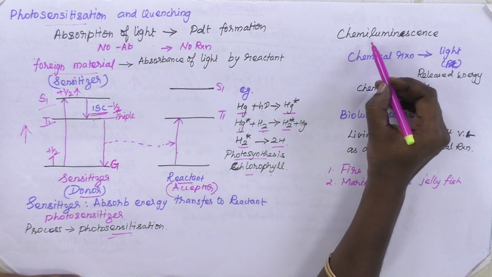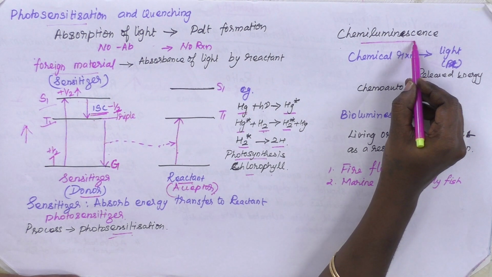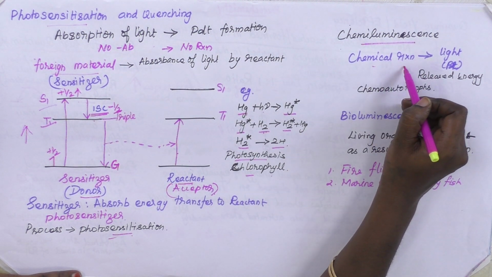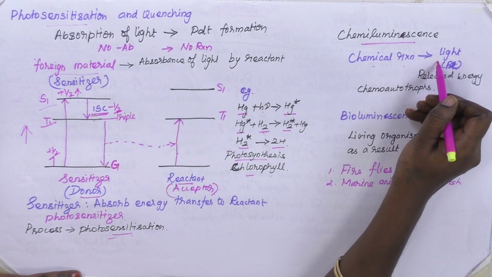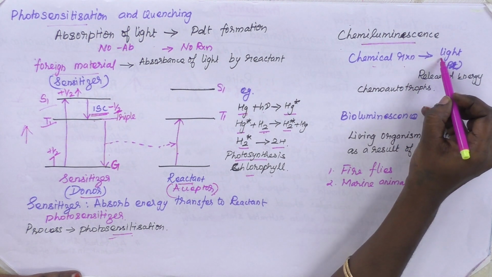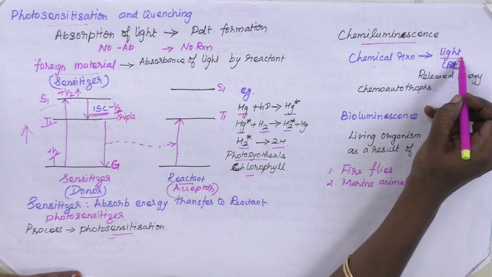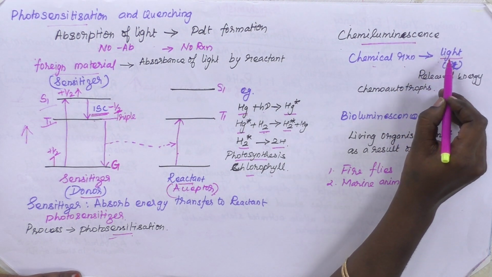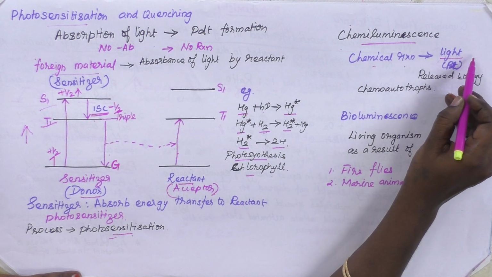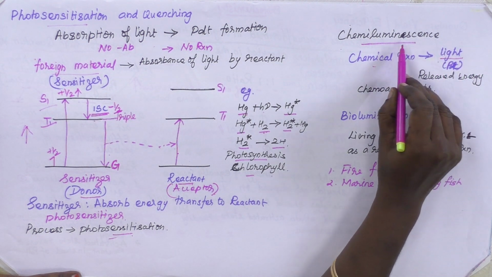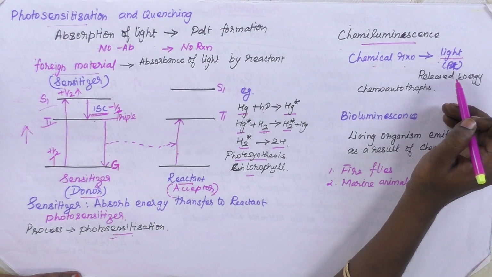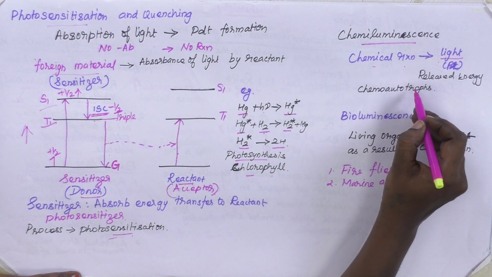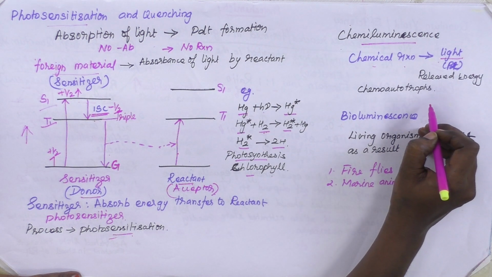The next topic is chemiluminescence. Chemiluminescence means during a chemical reaction, energy is released, and here the energy is in the form of light. Then this light emitting process is called chemiluminescence. We can observe this process in the deep part of the sea.